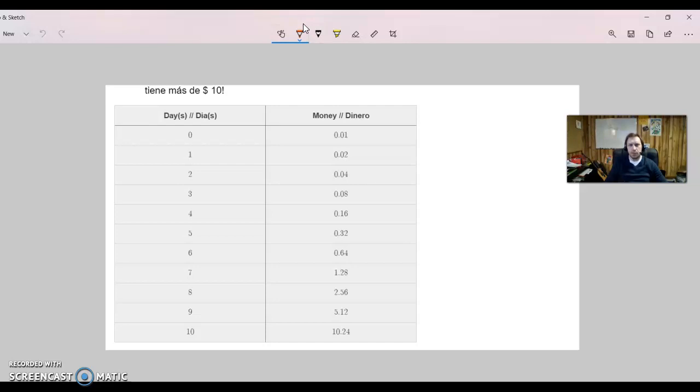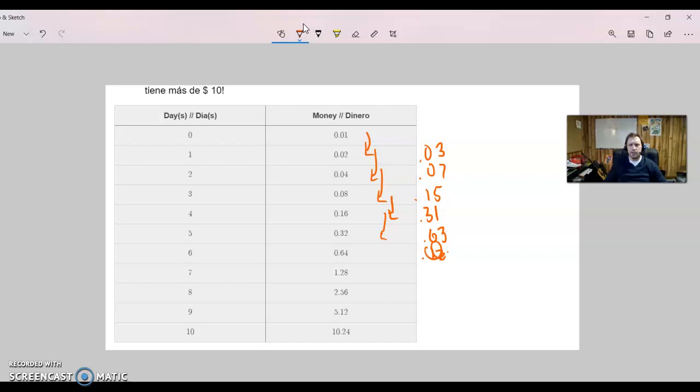After the first day, when you get 1 penny, the next day you'll get 2 pennies. So if I add these together, you now have a total of 3 cents, okay? The next day you get 4 pennies because that's double, so you have a total of 7 cents. Keep adding these up and see how your money changes. So after 4 days, now you have 31 cents. Add that to 32 cents from the next day, and you have 63 cents. Keep going, and you see how your money grows.